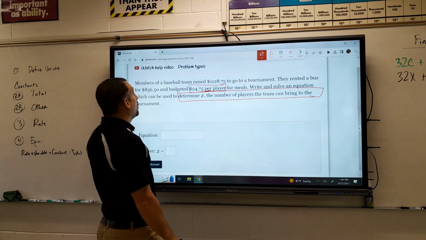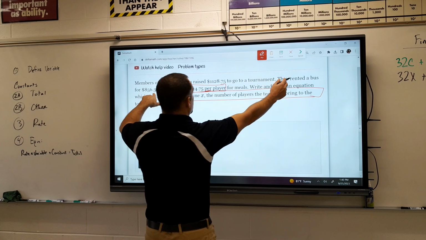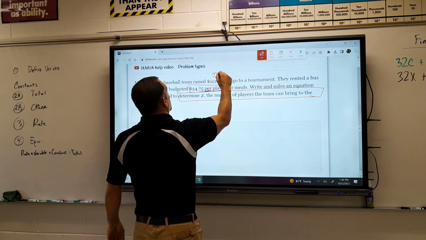The team raised a total. Remember, they raised this much. They spent that much on a bus rental. This is going to be our total.